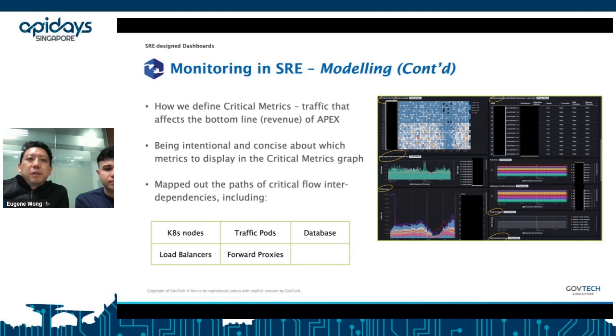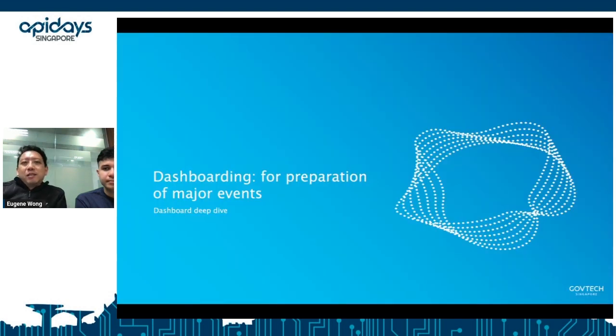So we mapped out the paths of the infrastructure which supports this critical system, and that includes Kubernetes nodes, pods, database, as well as load balancers and proxies, alongside the API business metrics. Okay, with that, we will now deep dive into how we prepare for major events which our platform supports.